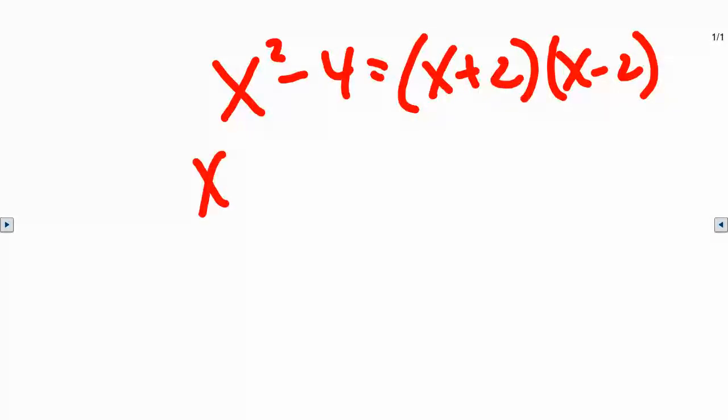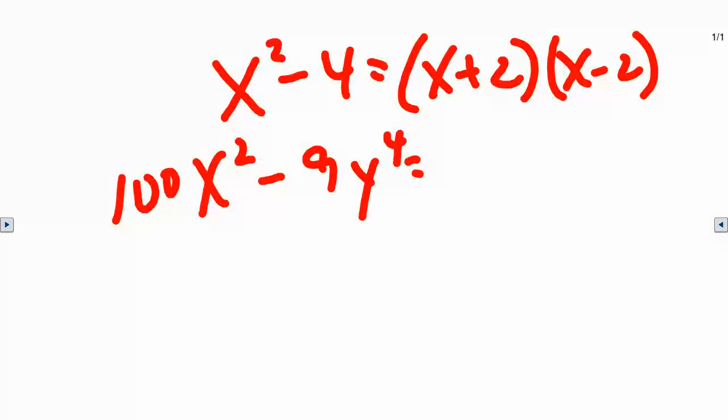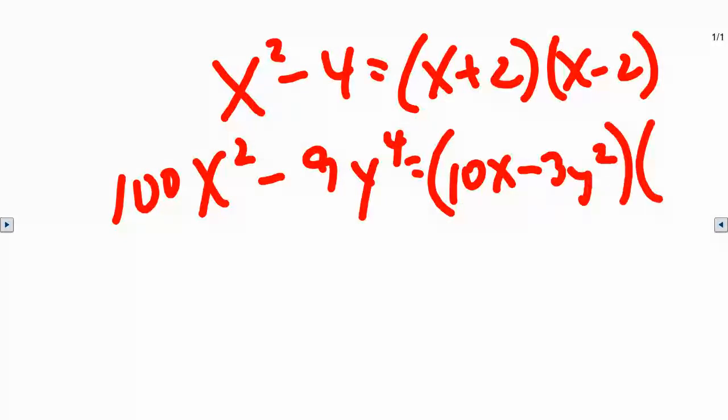We have all sorts of difference of squares that you've seen before. For instance, if we have 100x squared minus, I don't know, 9y to the fourth. That is a difference of squares also, because we have 10x and 10x and 3y to the second. So it would be the same thing, (10x plus 3y to the second)(10x minus 3y to the second). Sorry, that's ugly, but that's the way it is.